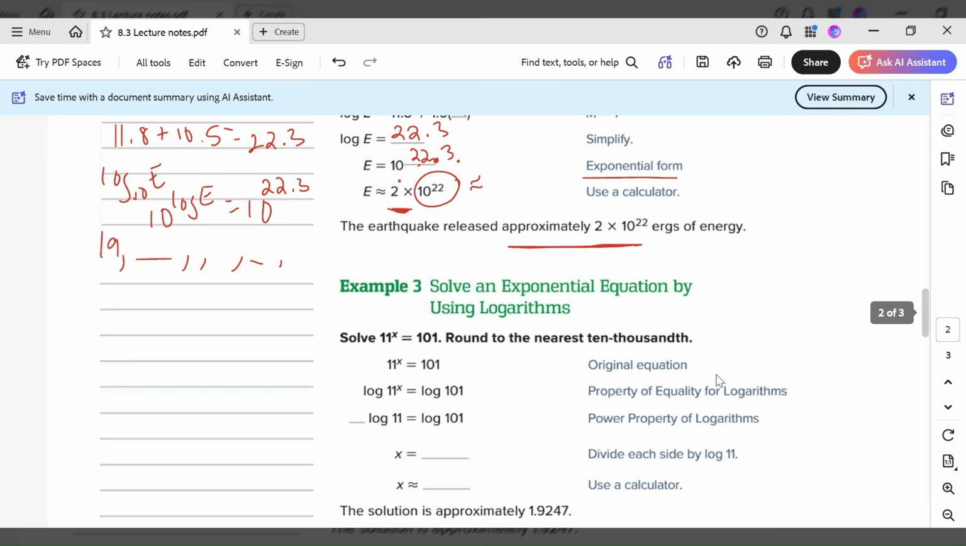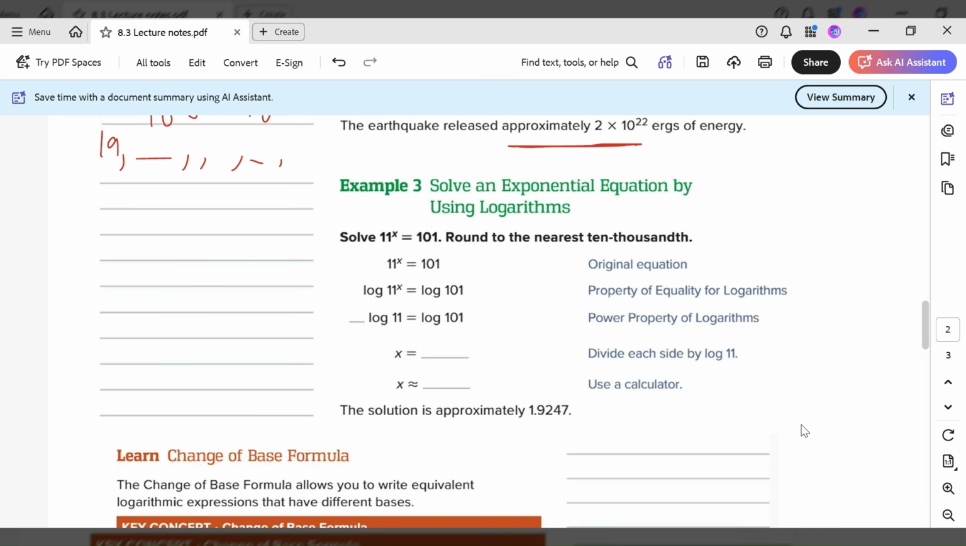In example 3, it says solve an exponential equation by using logarithms. So they want us to solve 11 to the x power equaling 101. So we started with the original equation. And because we're solving it with logs, you're going to take the log of both sides. So you put the log on each side.